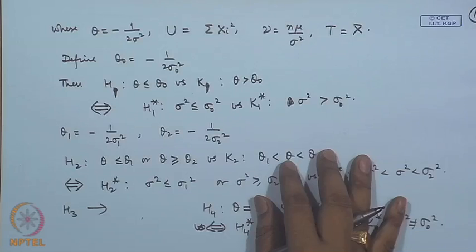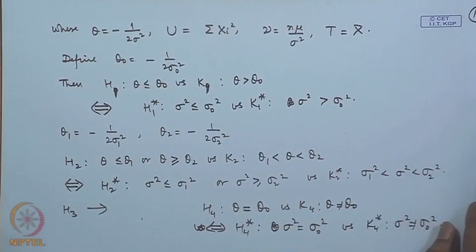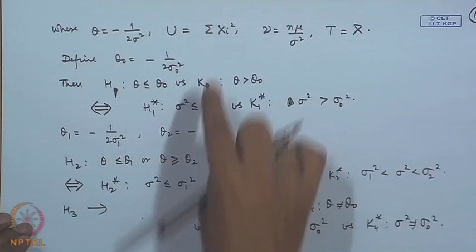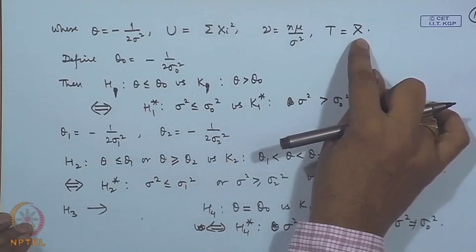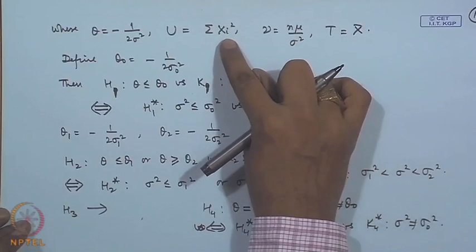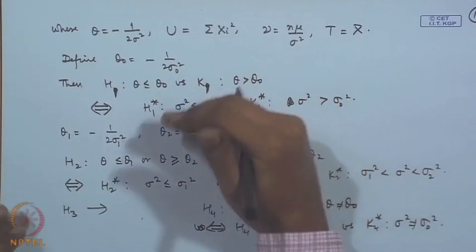Now, let me write down the test here by using theorem 2 that I gave yesterday, where the test was conditional on u given t. Now, what is u given t here? It will be sigma x i square given x bar. That means the test will be a conditional test on sigma x i square given x bar. As I mentioned in the beginning of this lecture, this is a slightly complicated problem. What we need to do is to apply the theorem 3 that I gave today.